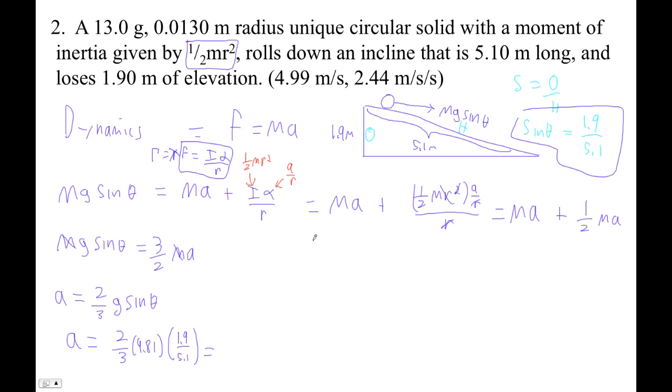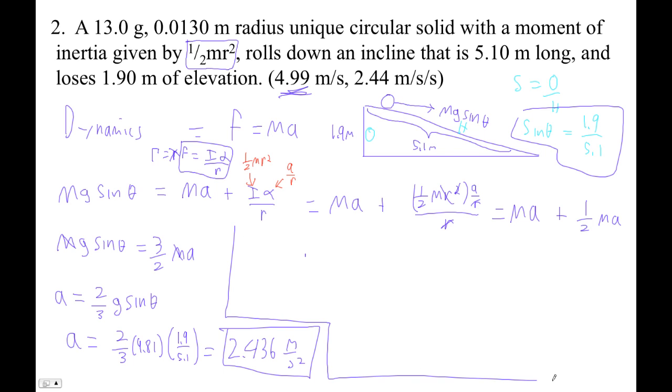All right, let's figure that out. Look how much room we're going to have here to calculate the final velocity. We won't need it, but there it is. So 2 divided by 3 times 9.81 times 1.9 divided by 5.1 is 2.436. So that's its acceleration, and now we can solve for the final velocity. Hopefully we can get that. So let's do it in this space. Look at this, I've never had that much space left over.